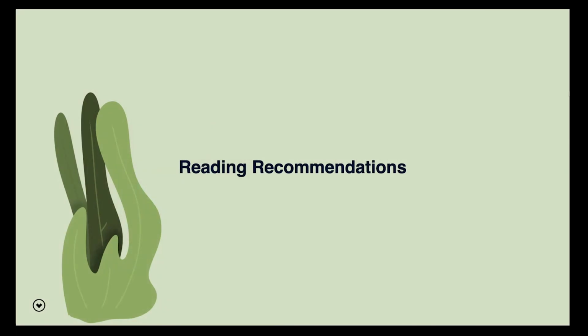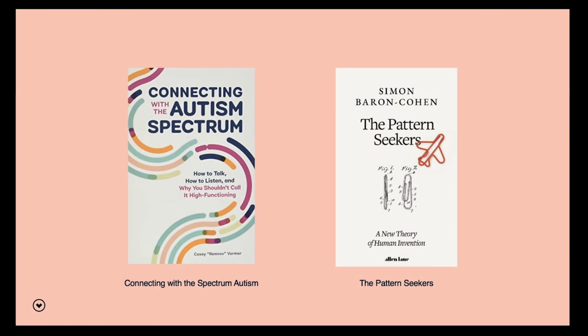So in terms of reading recommendations, if you are interested to find out more about autism in general, I found these two books. I didn't read the entire books, but I did read some extracts from them. The first one is called Connecting with the Spectrum Autism. It's about how we as neurotypical people can understand people with autism a little bit better, trying to walk in their shoes, make sense of the world, and what patterns we should avoid or what we should not do.